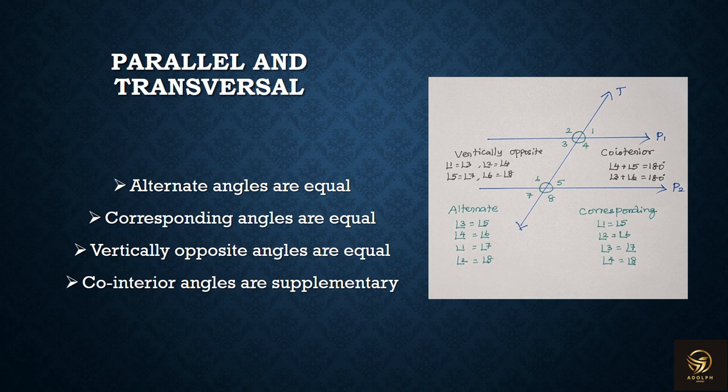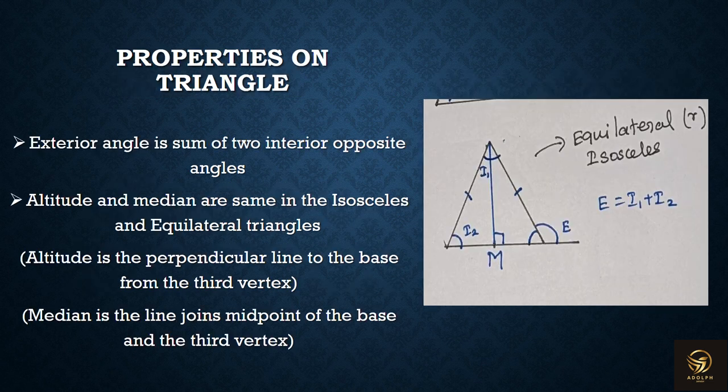So we finished parallel lines and transversal. We'll go to the next one, that is properties of triangles. In the triangles, what properties do we have? The first property alone we'll be using for the problems, and the second is very detailed. Mostly we'll be using it for IGCSE, but in rare times we'll be using it for checkpoint also. Okay, let's see the first property.